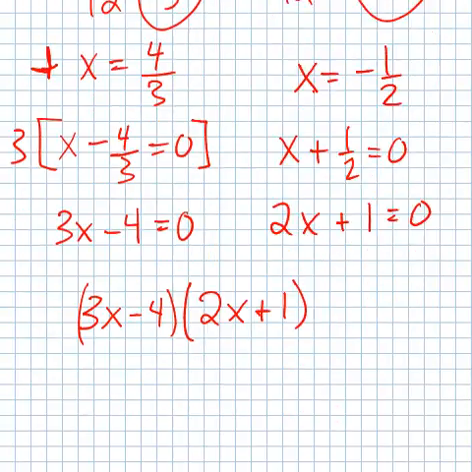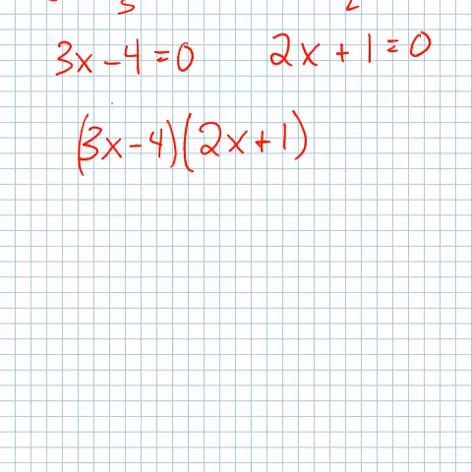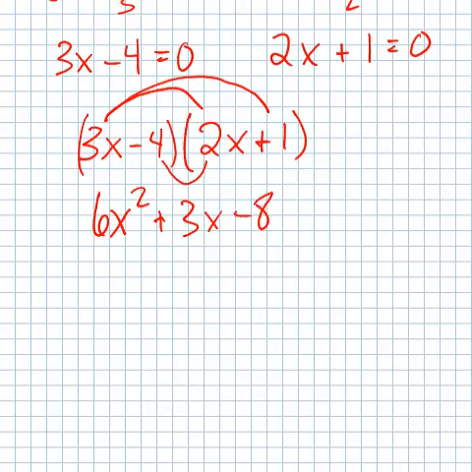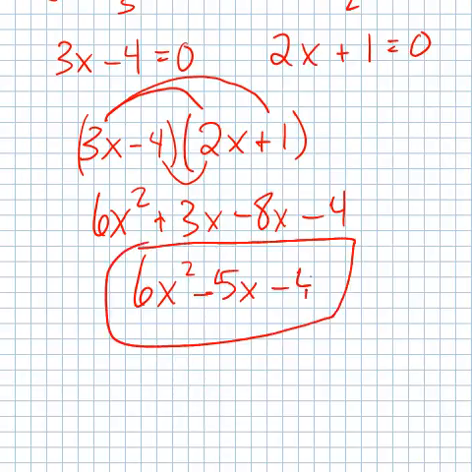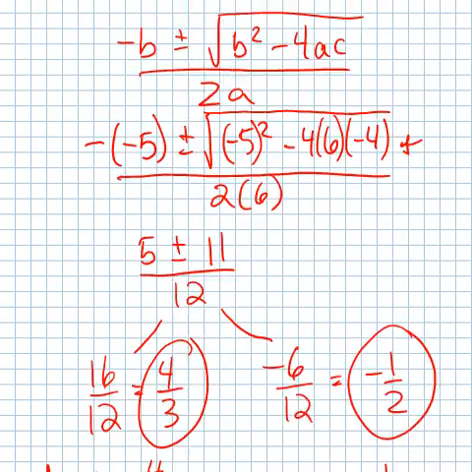And if you don't believe me, you can always work things out. So we can work things out here and just say, 3x times 2x is 6x squared, plus 3x, minus 8x, and then minus 4. In other words, 6x squared, no, it's going to be minus 5x minus 4, which is exactly what we started with. If you notice up there, there it is, right there.